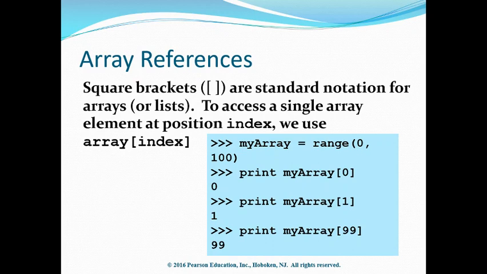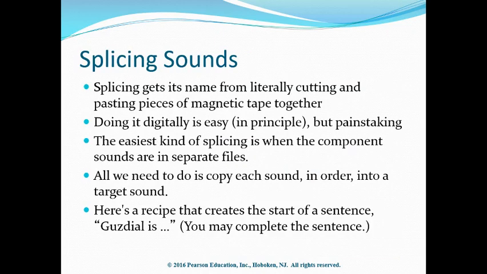If I were to do 100 to 200 and I got the index at element position 0, I would get 100 in that example instead of 0. And then as you can see for the last one, my array at the element at position index 99 returns 99 as well.